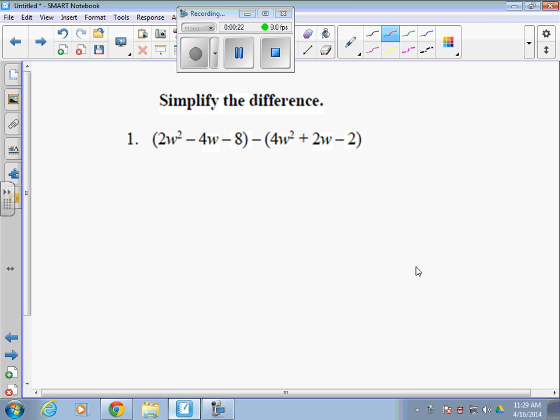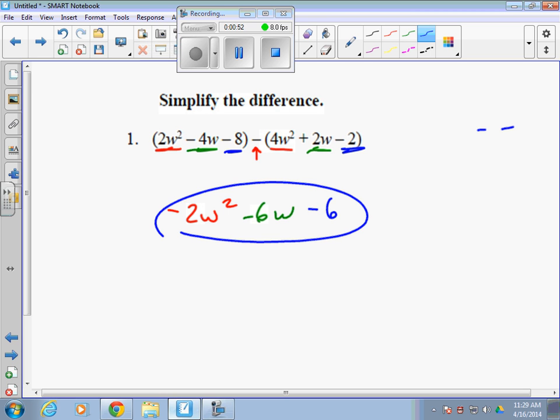You're still putting it in standard form, which means you're doing the highest degree first, which in this case is w squared. So 2w squared minus 4w squared, 2 minus 4 is negative 2w squared. Then go to w to the first power. Negative 4w, again, minus 2w is negative 6w. And then finally, at your constant terms, negative 8 minus a negative. Remember, minus a negative tells you to add it. So negative 8 plus 2 in this case is negative 6. There's your trinomial.